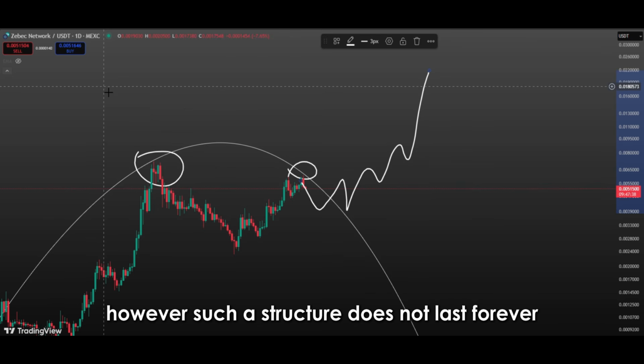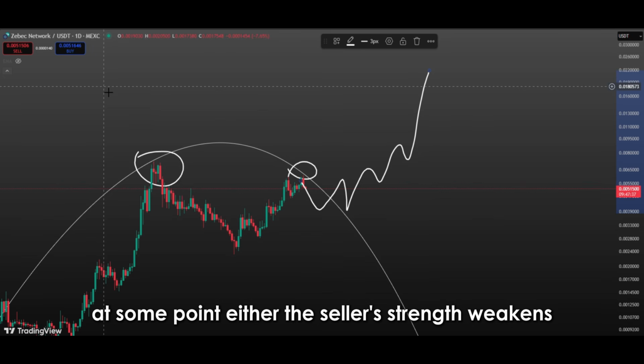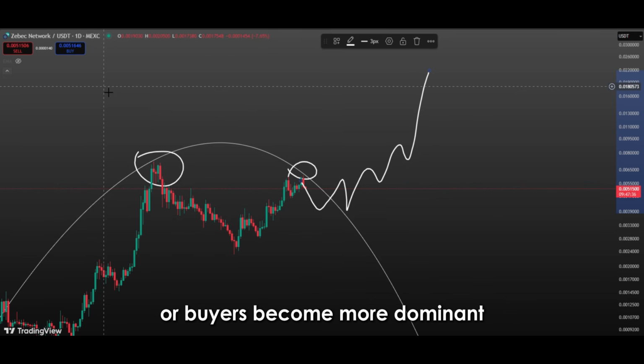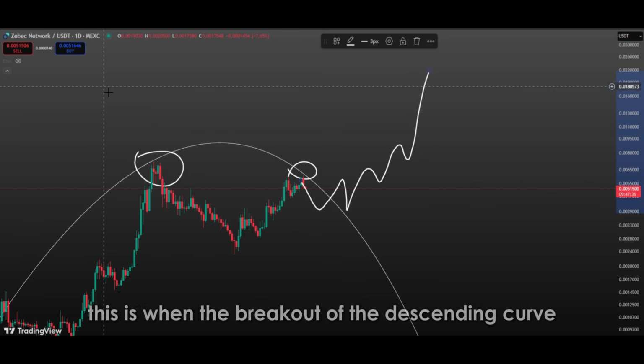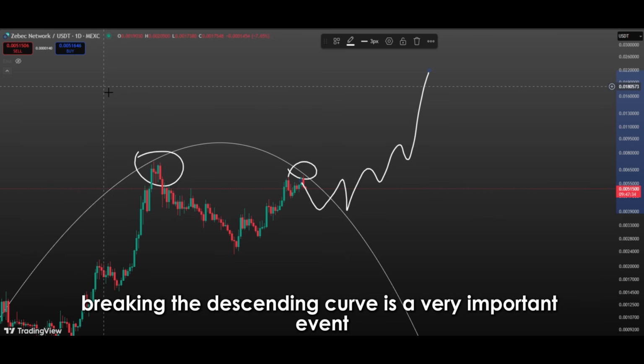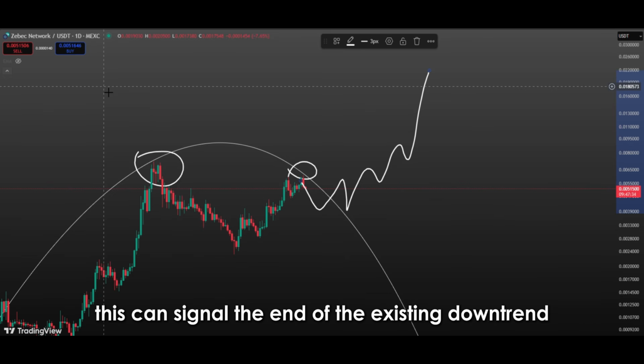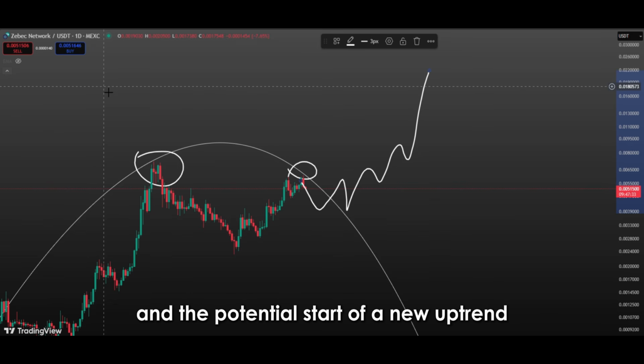However, such a structure does not last forever. At some point, either the seller's strength weakens or buyers become more dominant. This is when the breakout of the descending curve comes into play. Breaking the descending curve is a very important event in technical analysis. This can signal the end of the existing downtrend and the potential start of a new uptrend.